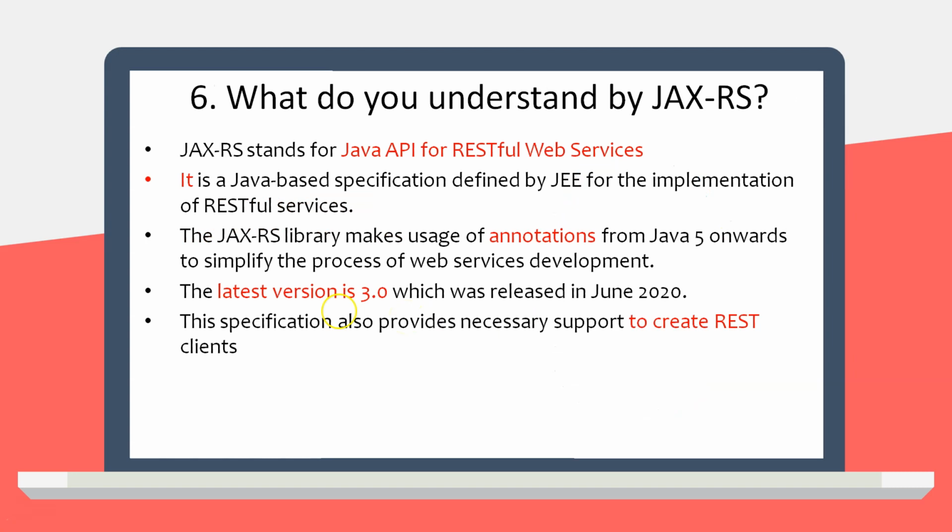All right guys, let's move. Next is, what do you understand by JAX-RS? So what exactly is JAX-RS? Java API for RESTful web services. It is a Java based specification to implement RESTful services. Okay, the JAX-RS library makes use of annotations from Java 5 onwards to simplify the process of web services development. The latest version is 3.0, which was released in June 2020. This specification also provides necessary support to create REST clients. Okay, so guys, JAX-RS is a Java library to design RESTful APIs.